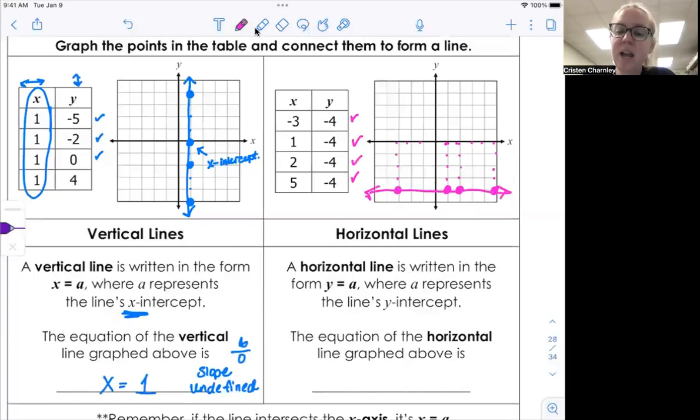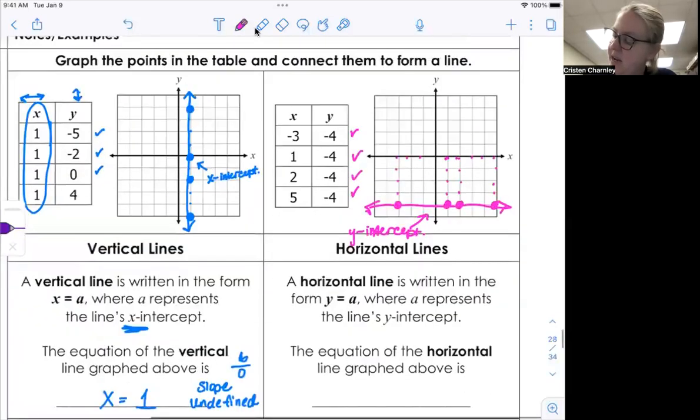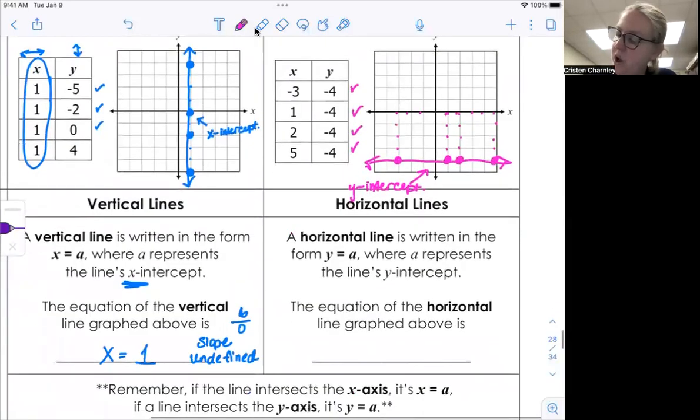A horizontal line is written in the form y equals a, where a represents the line's y-intercept, and that happens here. We called that b yesterday. Same thing, y-intercept. The equation of the horizontal line graphed above, well, this time we use the y equals, and the way that that works is all of these have the same y value. So this is y equals -4.